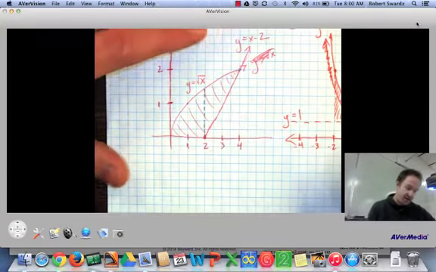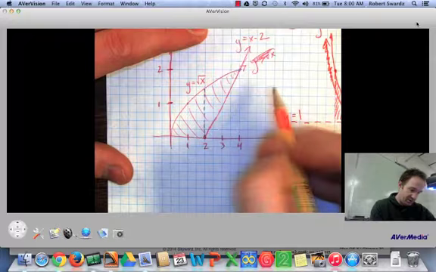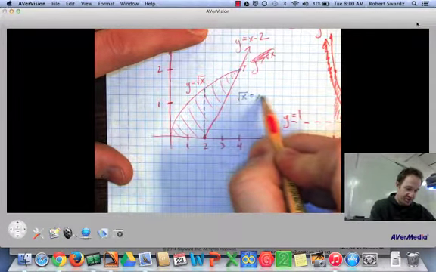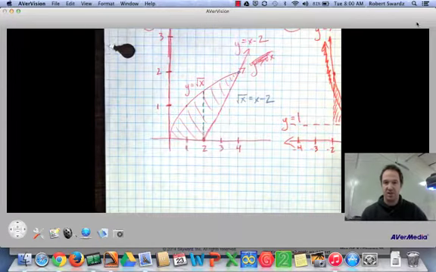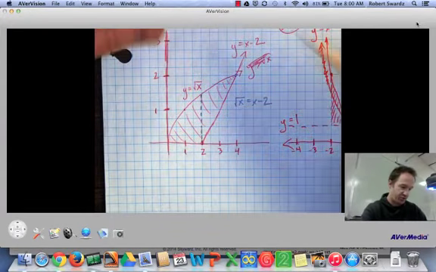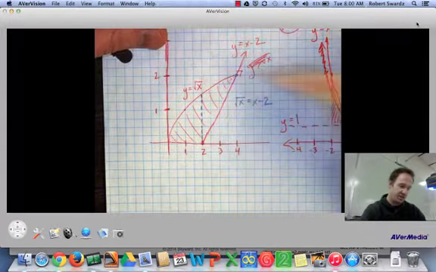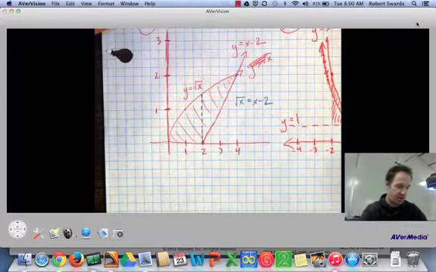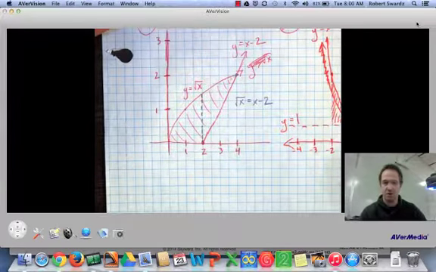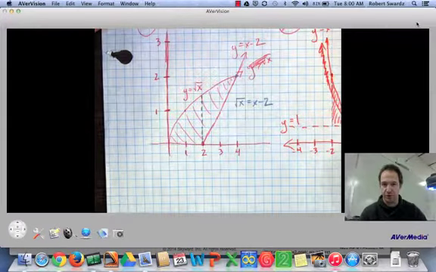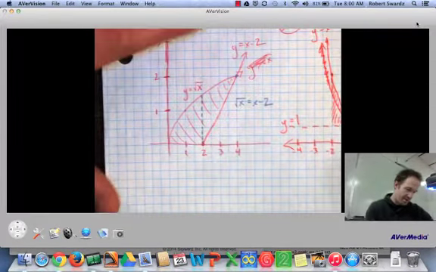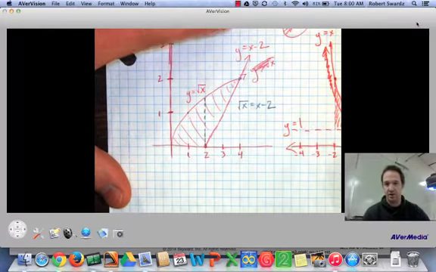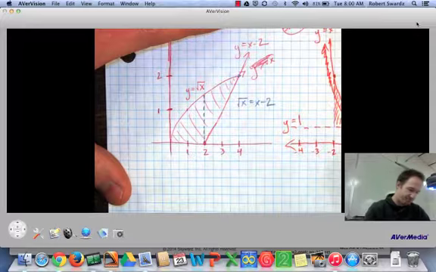If you didn't know it from the graph, you would just have to set these two equal to each other. Solving that equation will tell you the x-coordinate of where these lines cross. And if it's easy, you can do it by hand. If it's a more complicated one, then your calculator can do it for you as well. Okay. So here we're going to just say it's the point (4, 2) is where that happens.